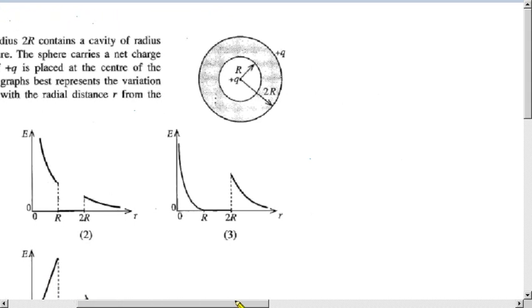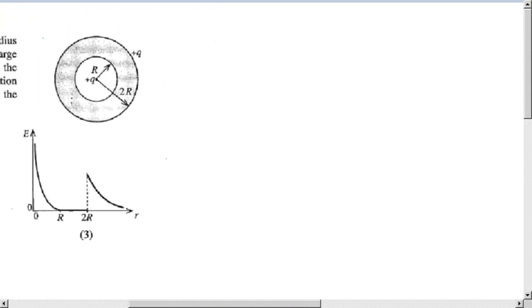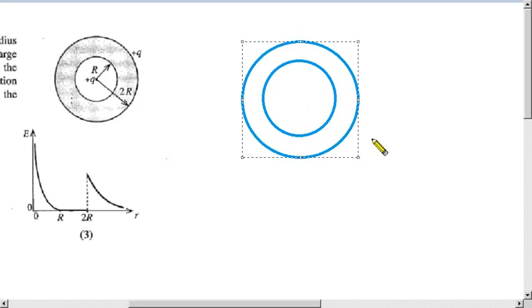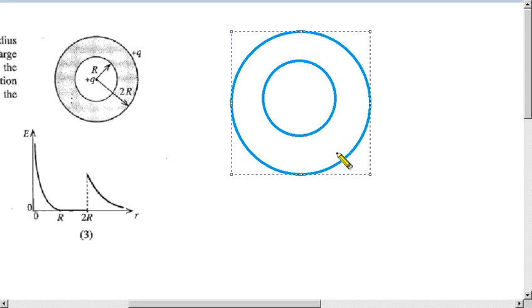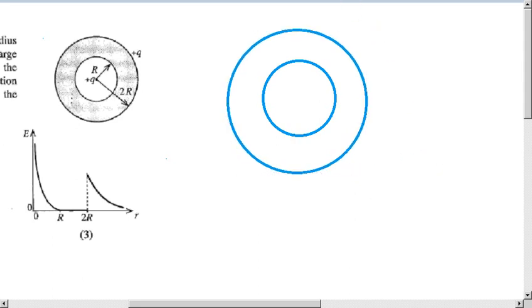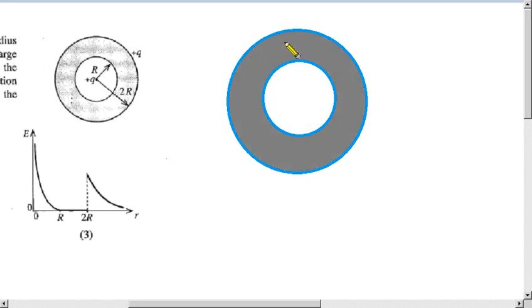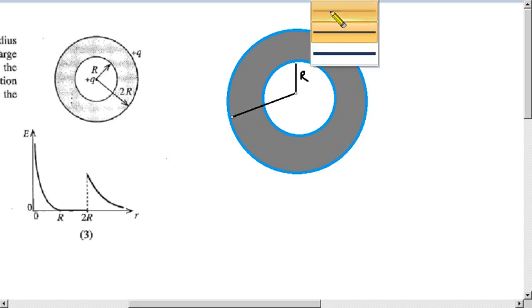So children, let us try to solve this problem. Let us draw a diagram same as the one given. This one is the sphere, it has a radius of 2 times r at the outer surface. It is metal, or conducting material. The inner radius is r, and the outer radius is 2 times r.